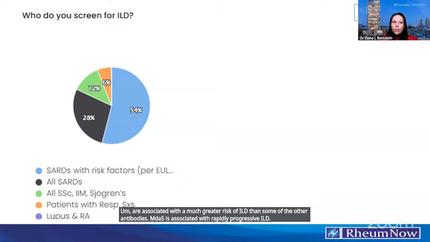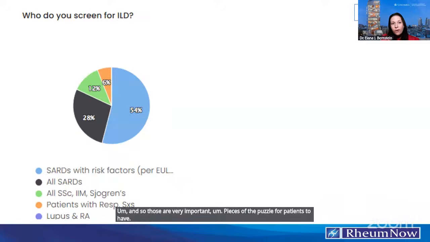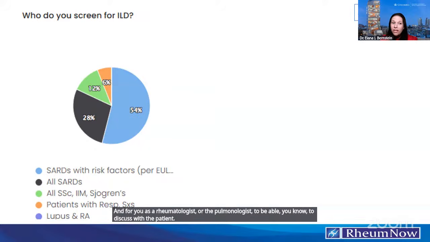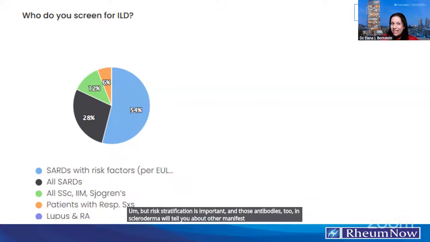And so those are very important pieces of the puzzle for patients to have, and for you as the rheumatologist or the pulmonologist to be able to discuss with the patient. I still think you should get the HRCT and you should get the PFTs, but risk stratification is important. And those antibodies, too, in scleroderma will tell you about other manifestations of a patient's disease outside of ILD that you might expect as well.